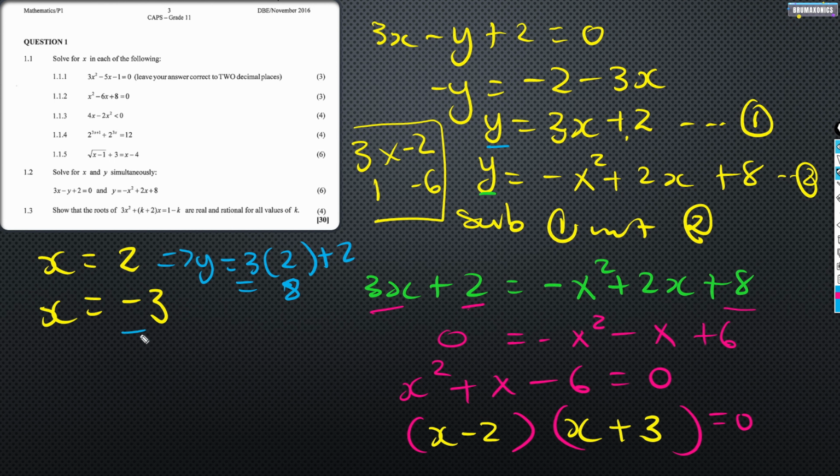Then here we have negative 3, so y is equal to 3 times negative 3, and then plus 2, and this negative 9 plus 2 will give us negative 7. So that's how you can solve this. Very straightforward. You don't have to waste your time when we're dealing with it. Let me erase the board.